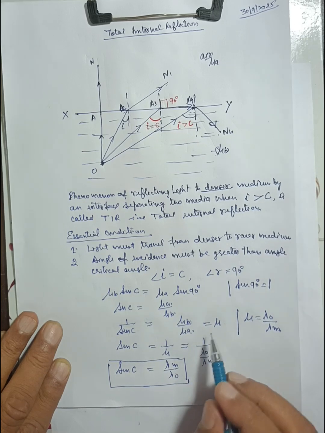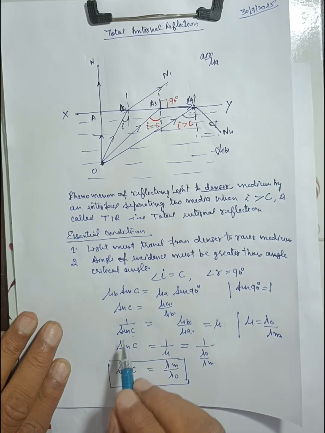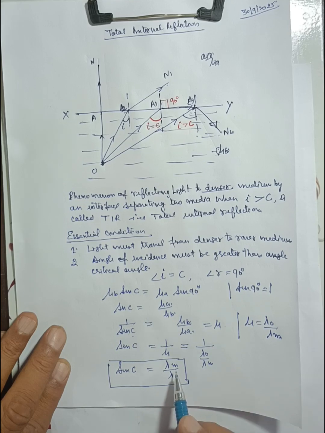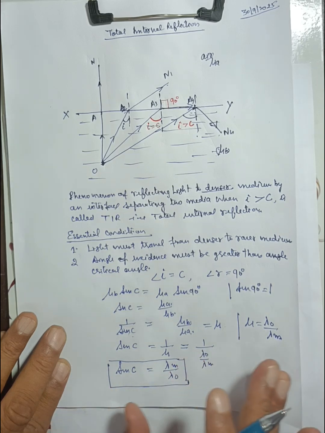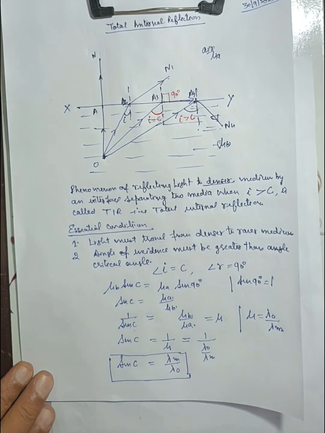Now if the critical angle is given, you can find the refractive index, and if the refractive index is given, you can find the critical angle. Similarly, if the wavelength in the medium is given, you can find the wavelength in vacuum. So this phenomenon of total internal reflection finds extensive use in diamond sparkles.